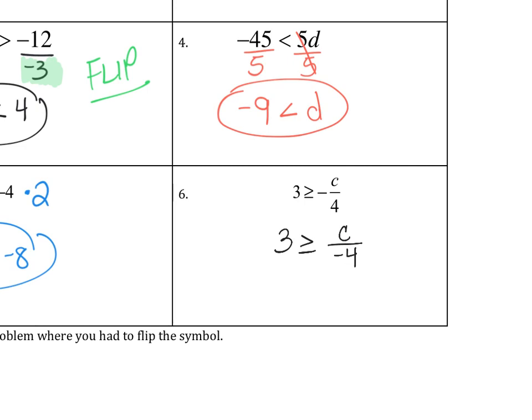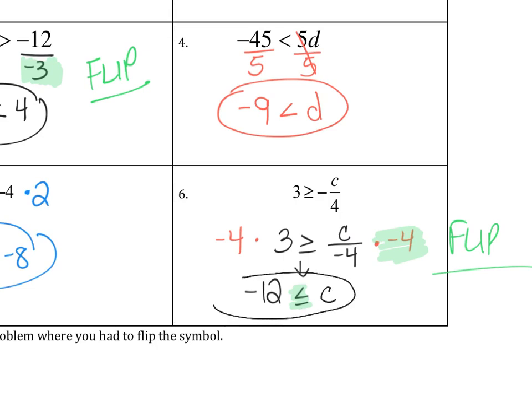Now what I have is c is being divided by a negative 4. So I'm going to do the opposite, and I'm going to times both sides by the negative 4. Now, since I am timesing by a negative or multiplying by a negative, that tells me that I need to flip my symbol, okay? So when I go to write my answer, I'm going to say negative 4 times 3 is negative 12, and I'm going to flip my inequality because of the negative number that I multiplied by. So I'm going to make it a less than or equal to sign, and then c is on that side. So our final answer is going to be negative 12 less than or equal to c.